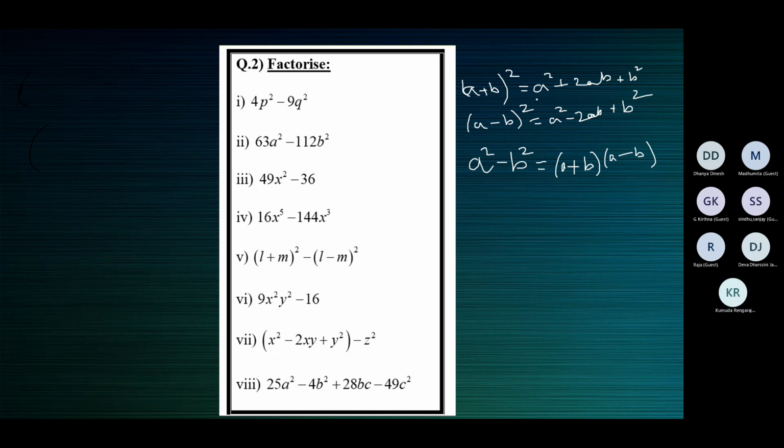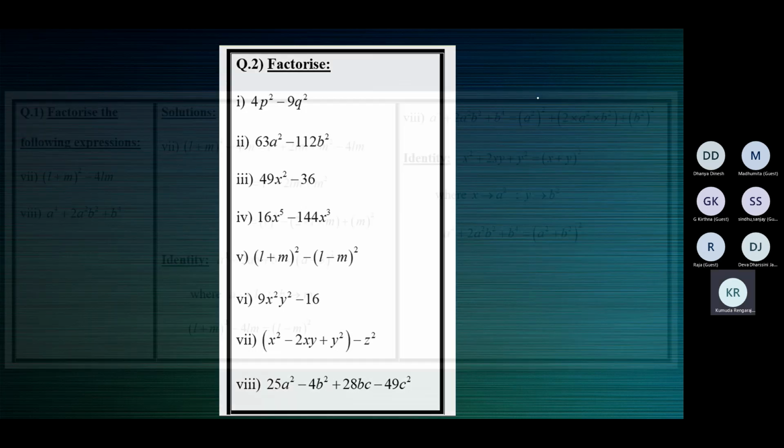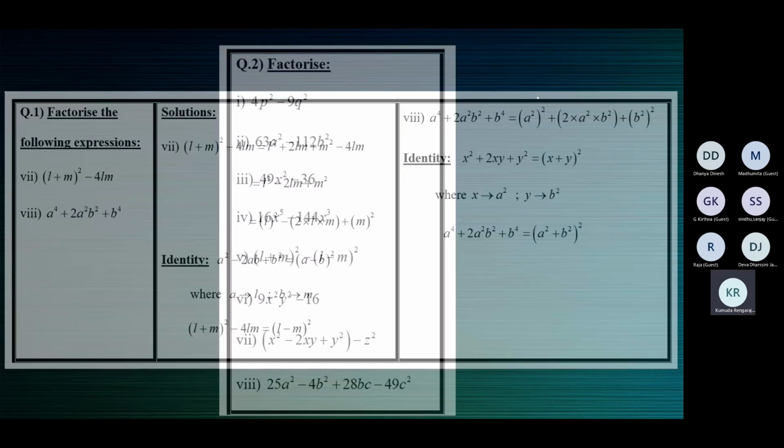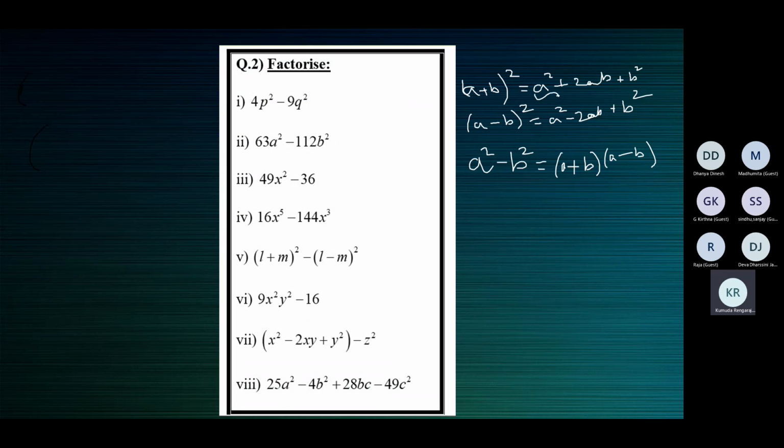So when we were factorizing these earlier expressions, we used either a square plus 2ab plus b square or a square minus 2ab plus b square. Since the given expressions were like this, we gave the answer as a plus b the whole square or a minus b the whole square.